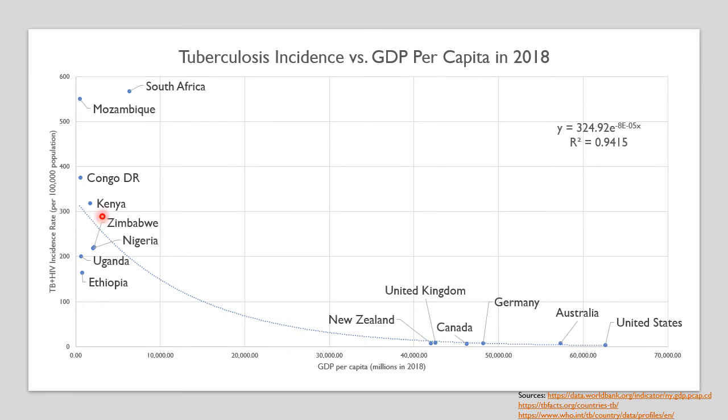So you can see that this exponential function actually predicts pretty well how, like, what the consequences of low GDP are in this case, which are high TB and HIV incidence. Again, not causal, but it's really cool to see that poverty does play a role in this relation.